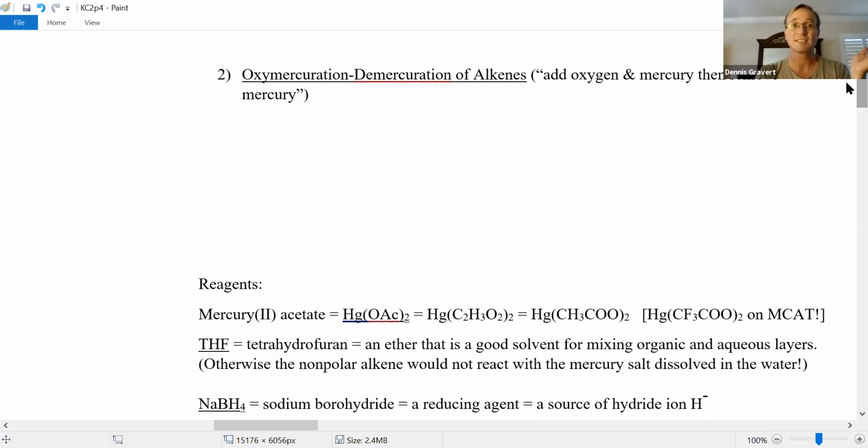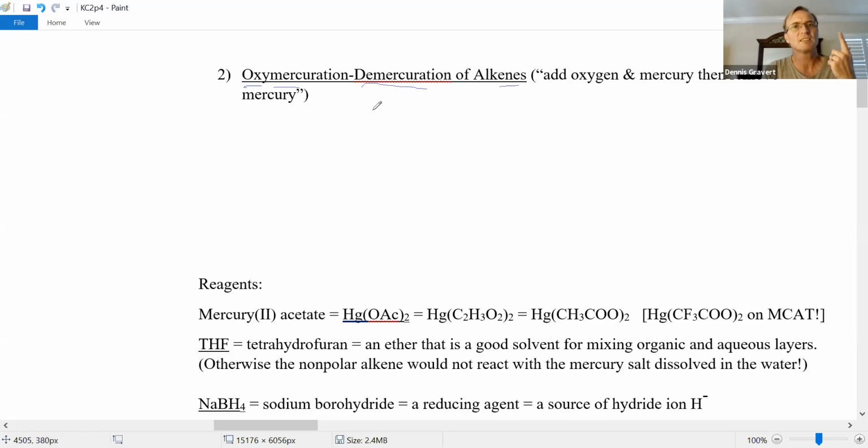So even though dilute acid is so readily available, it causes carbocations to rearrange, so we usually do not pick that reaction, usually. Instead, let's do this reaction, oxymercuration, demercuration. Where are these crazy words coming from? Oxymercuration. We saw halogenation, where you add halides. Now we're adding oxygen and mercury to an alkene. And then later we're going to take away the mercury, detach it, or demercuration.